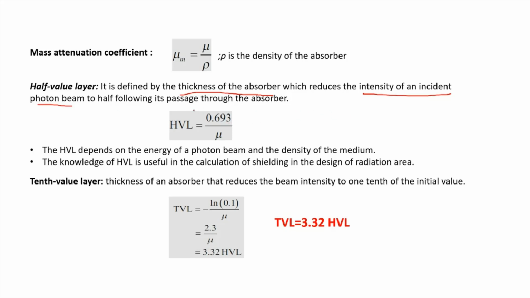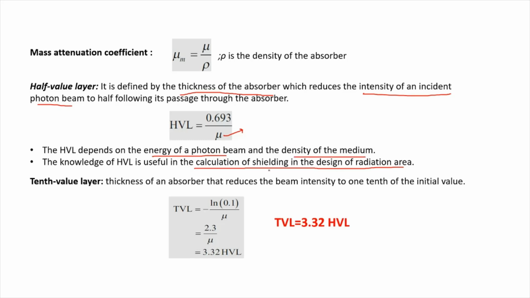We call that a half value layer, and it's defined as HVL equal to 0.693 by mu, and mu is the linear attenuation coefficient. And knowing HVL is very important, because in calculation of shielding in the radiation area, it's very important to know the HVL of different materials. And also this HVL depends on the energy of the photon beam and also on the density of the medium.